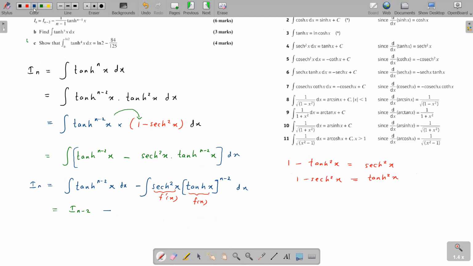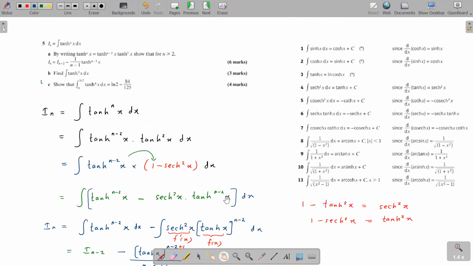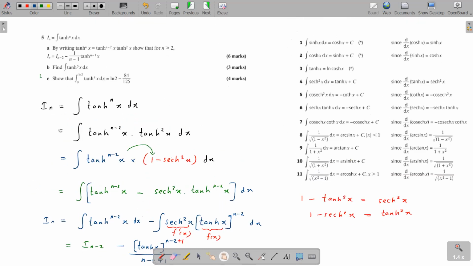So tan x to the power n minus 2, you have to add 1, right? Are you with me? For n minus 2, we add 1. Okay, do you agree with me? Just go with the show that they have given. Look at the show that.